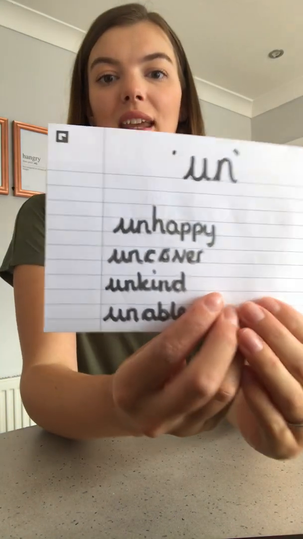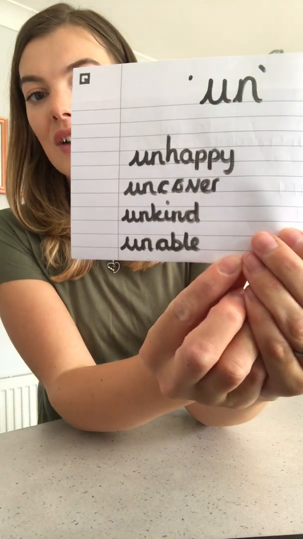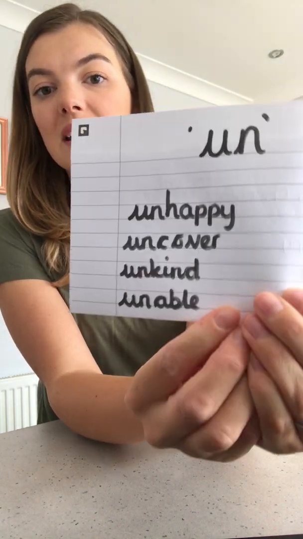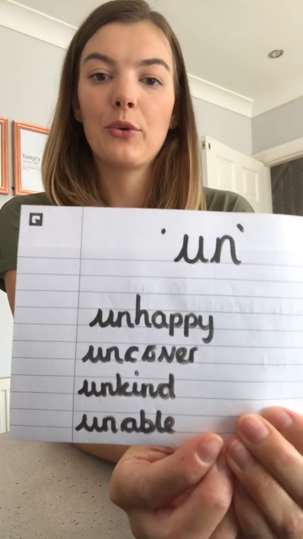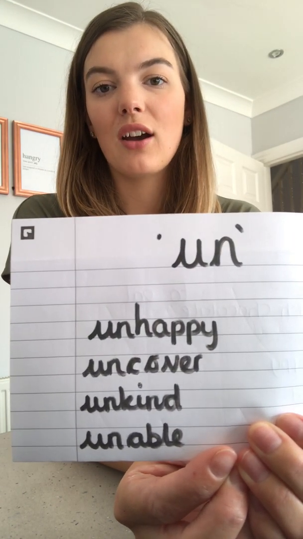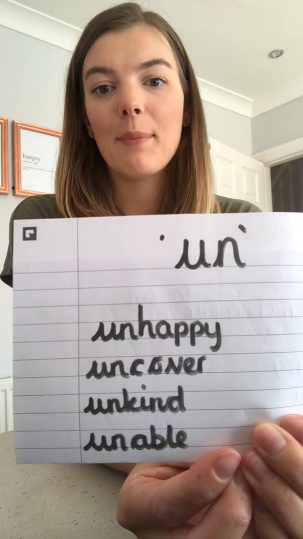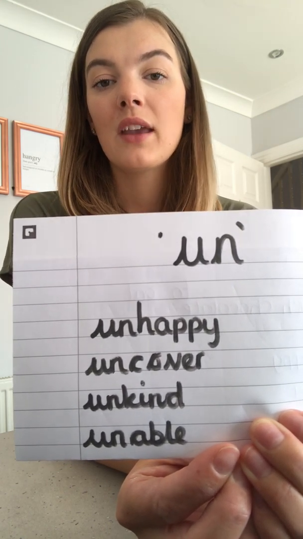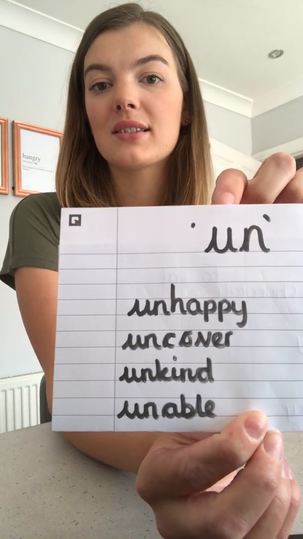You might want to pause the video and discuss what they all have in common, what's the same about them all, with your adult at home. So, here are my 4 words. I've got unhappy, uncover, unkind, and unable. So, pause this video now and discuss with your adult at home what is the same about all of those words. What do they all have in common? Remember, we're looking at the prefix un.